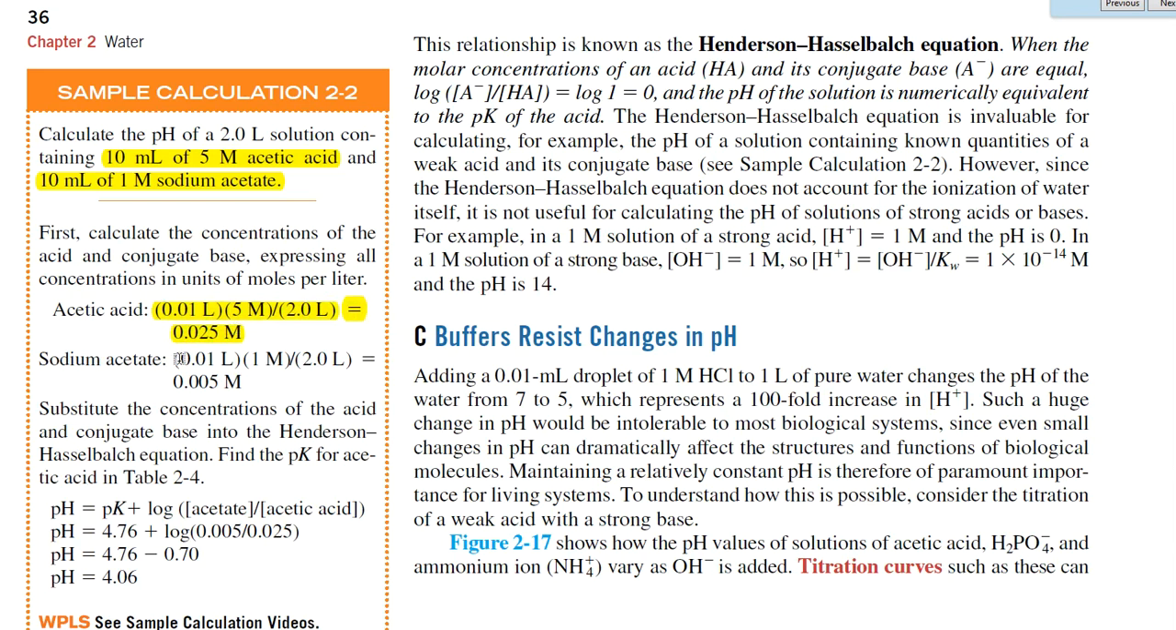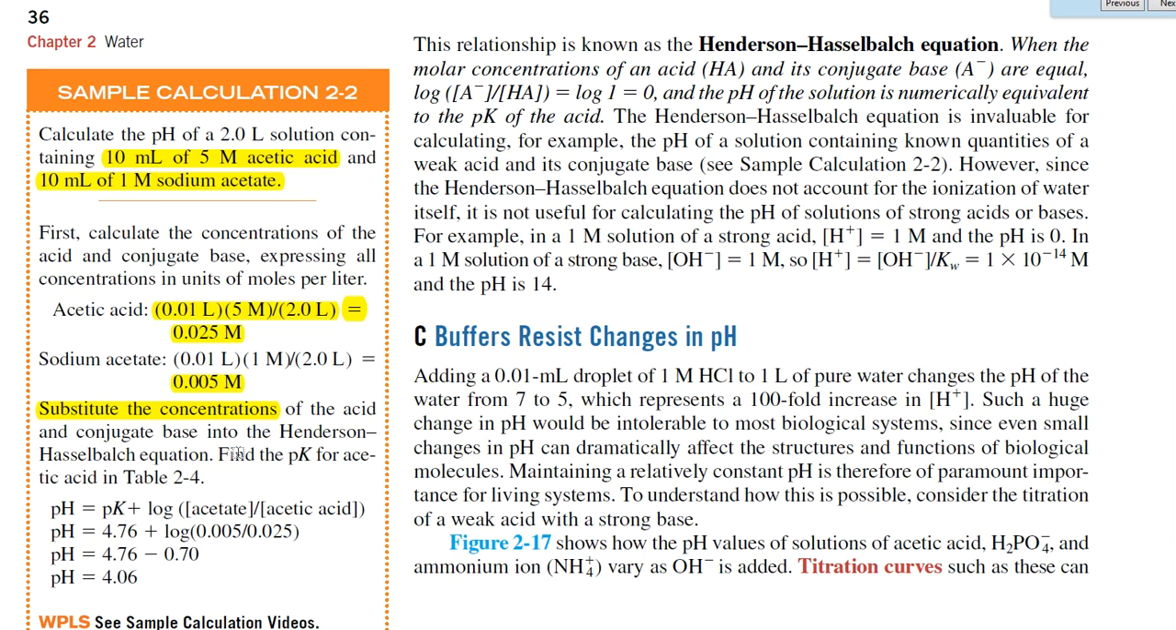Similarly, for sodium acetate, 10 ml is 0.01 liter into 1 molar divided by 2 liter. So we are finding the concentration. Out of 2 liter, how much is sodium acetate? So we are doing 10 ml, which is converted into 0.01 liter, into 1 molar divided by 2 liter.